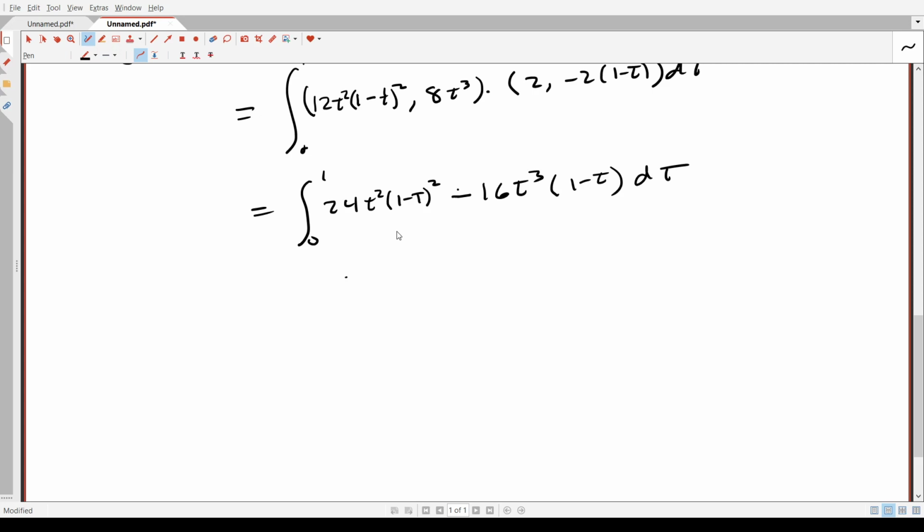Okay, I'm going to go ahead and distribute everything out. So I have 24 times t squared minus t cubed minus 2t cubed, plus t to the 4, minus 16t cubed plus 16t to the 4.